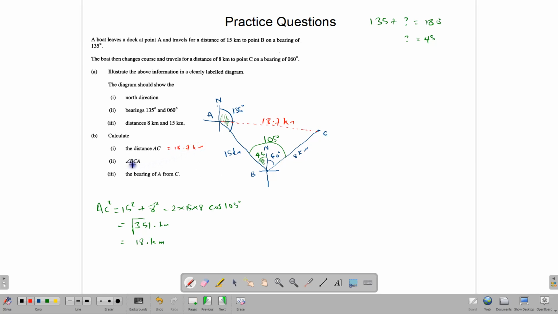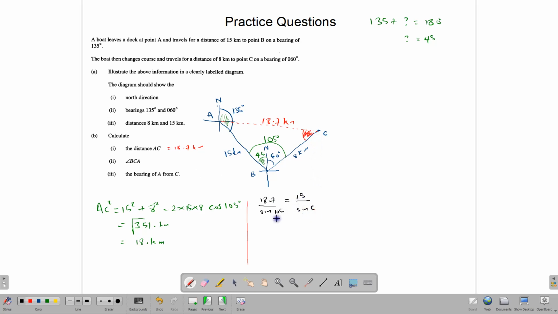Now we want to find the size of the angle BCA. BCA, that's this angle here. Now for this part, we can use the sine rule. So we want to find the size of the angle BCA. What we can do now is to say, all right, use the sine rule. We have a side over angle equals side over angle. So we can say 18.7 over the sine of 105 is equal to 15 over the sine of the angle, let's call it C.